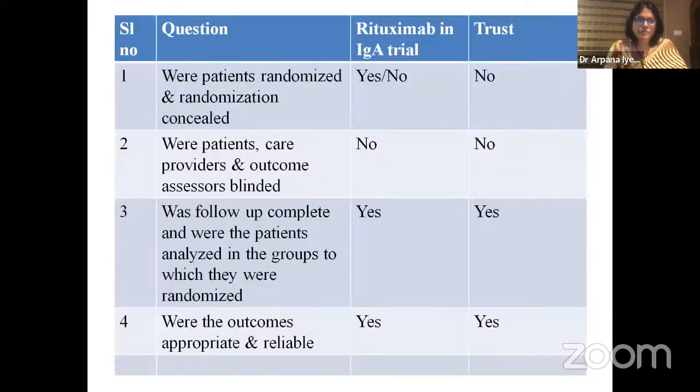And were the outcomes appropriate and reliable? Yes, the outcomes were appropriate and reliable because they can be easily reproduced. Like proteinuria and GFR are simple tests; they are universal tests, and they are very much non-invasive tests. So the outcomes were definitely appropriate and reliable. There was a modified intention to treat analysis, because of which I trust the results. But the points where I lost trust in this study was that the patients, care providers and outcome assessors were not blinded, and the allocation concealment was not done.